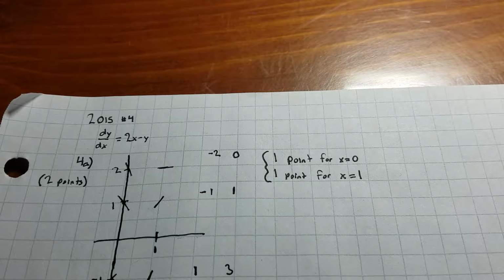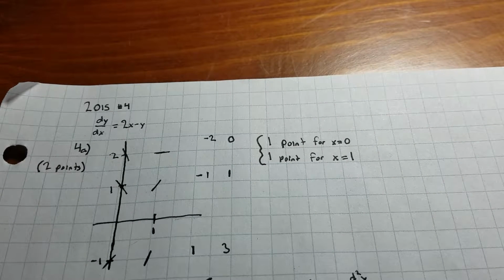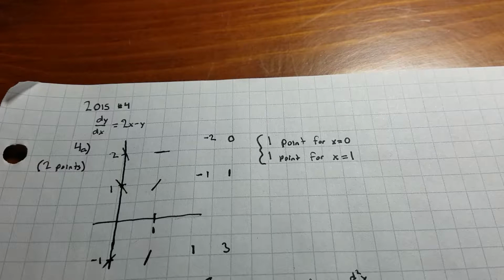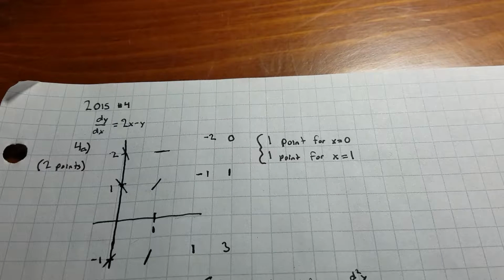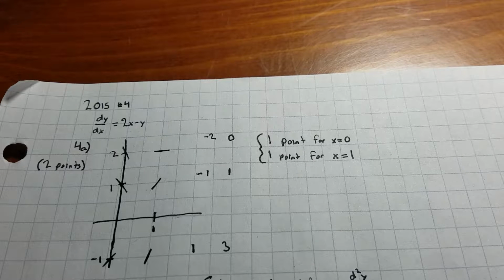The numerical values for the slopes are indicated at the right, corresponding to each of the points: -2, 0, -1, 1, 1, and 3. This question is worth 2 points: 1 point gained for everything being correct in the x = 0 column, and 1 point gained for everything in the x = 1 column.